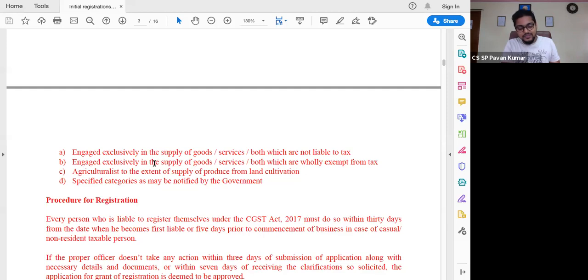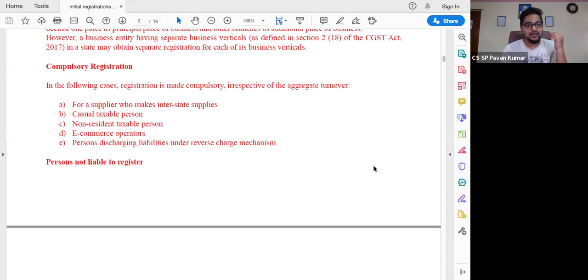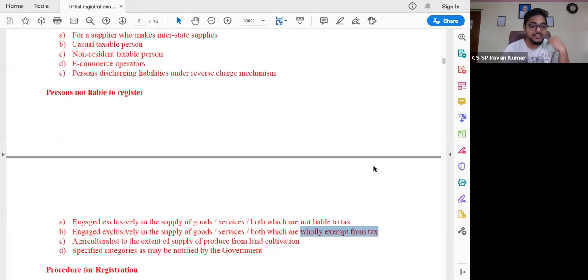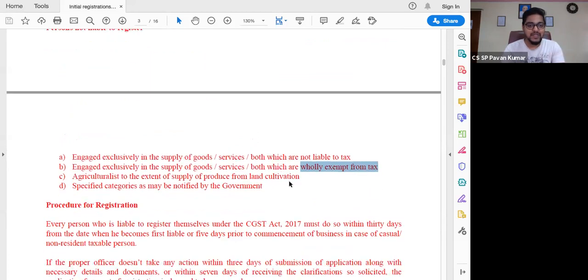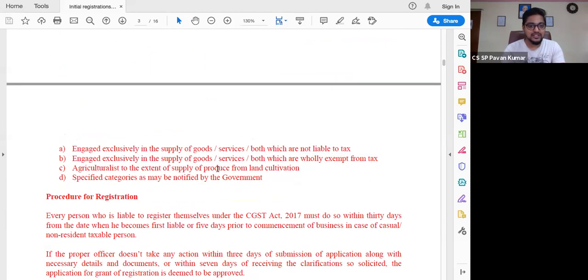If it is there in the tariff schedule, there is a tax rate, but by way of a notification it is exempted, it is exempted goods. If it is there in the tariff, but it is rated at 0%, that is called zero rated goods. So here what they are saying is all goods which are not liable for tax and all goods which are exempt from tax, they are not liable to get registered under GST itself. And the next one is any agriculturist and any other person as may be notified by the government. In all these cases, a particular person is not supposed to take a GST.